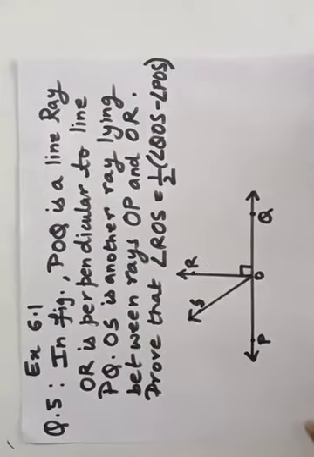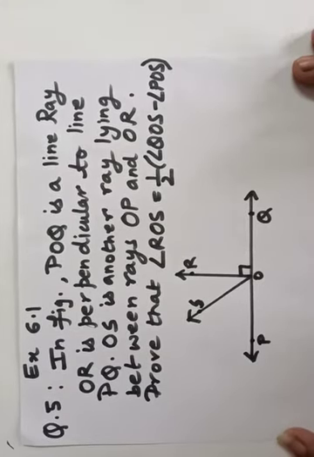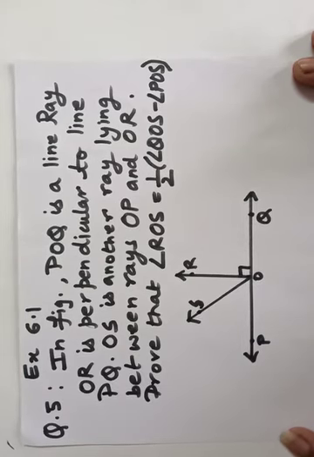This is the question number 5, that is of course the important question of exercise 6.1. Here it is a proving question, and students also find a problem in solving this type of question. So I have chosen this type of question here.